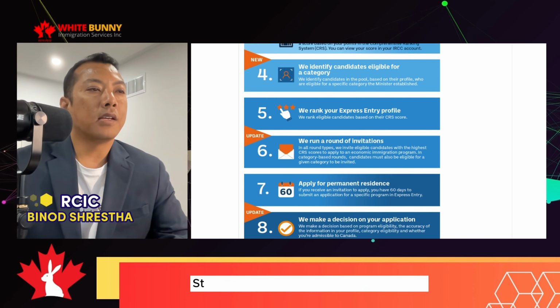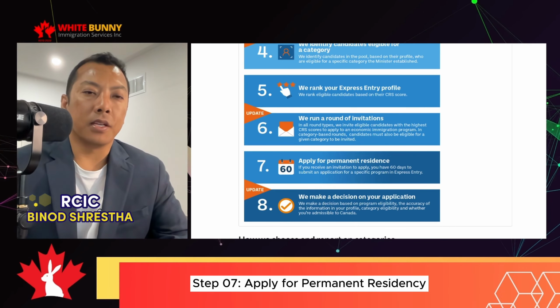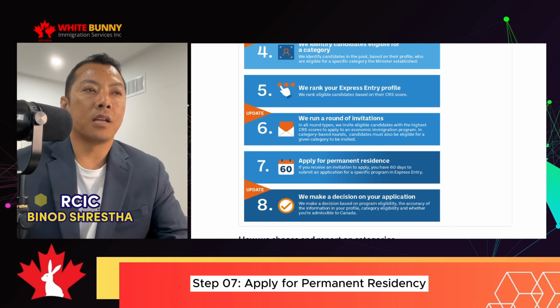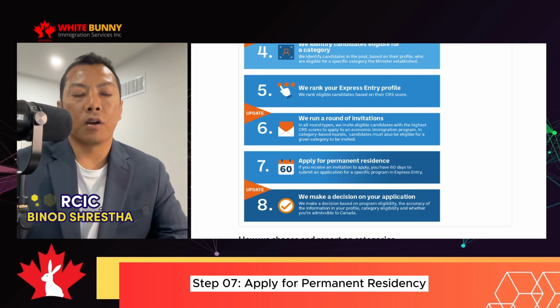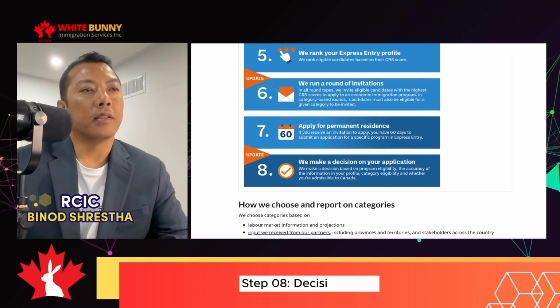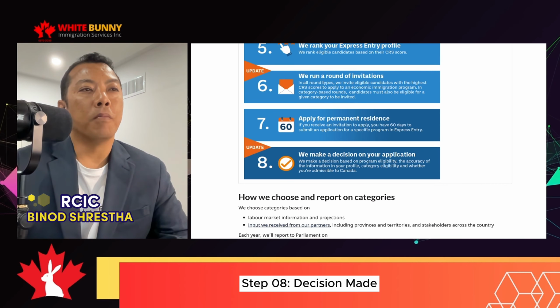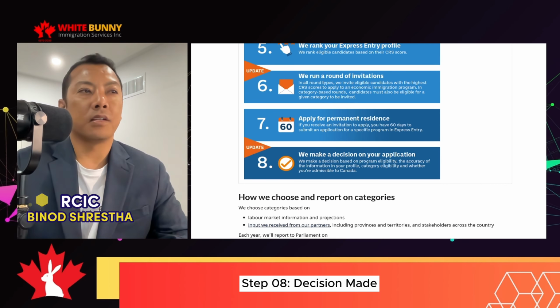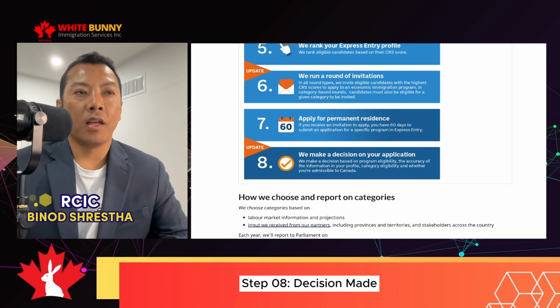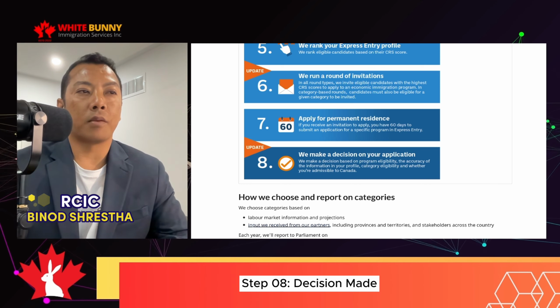So next is apply for permanent residency. After getting an ITA, you will have 60 days to submit your application for a program specific to Express Entry. And then the last one is we make a decision on your application. We make a decision based on program eligibility, the accuracy of the information in your profile, category eligibility, and whether you're admissible to Canada or not.